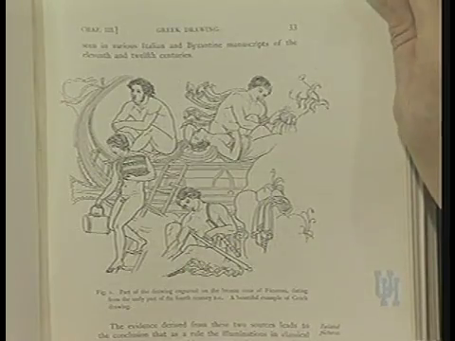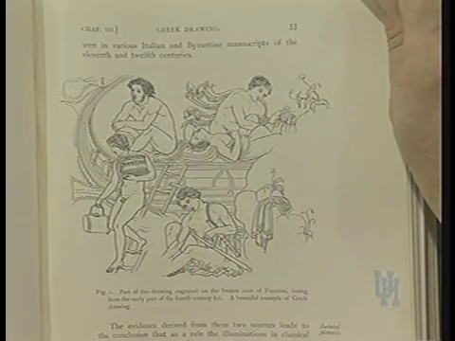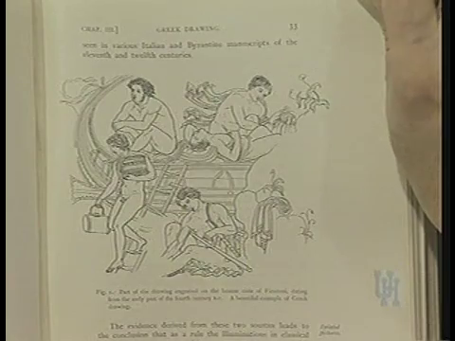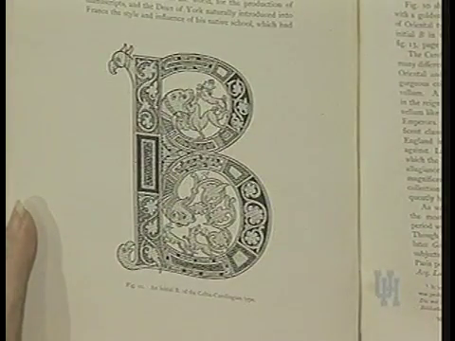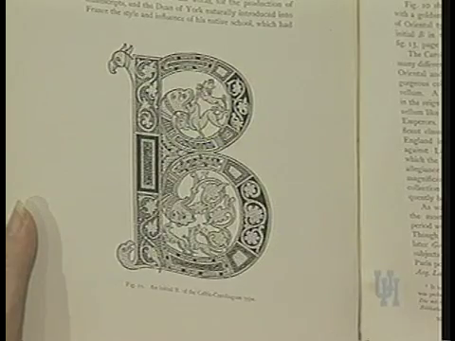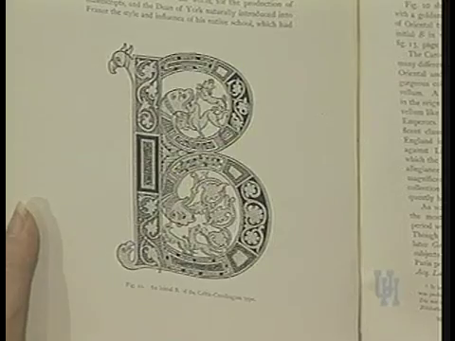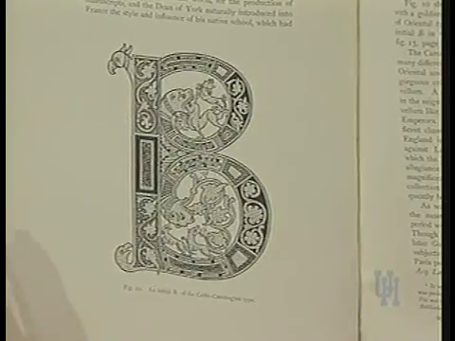This is actually 4th century B.C., an example of Greek drawing. Here is an illuminated initial of the Celtic Carolingian type. And this has illustrations from manuscripts. I have about 4 books of this type, and so I use those as well.